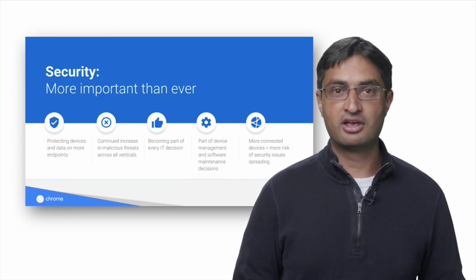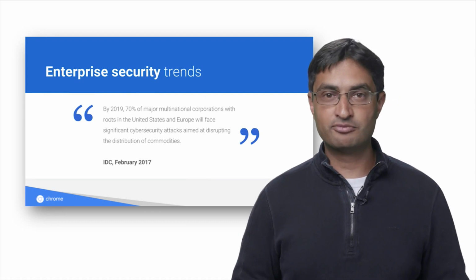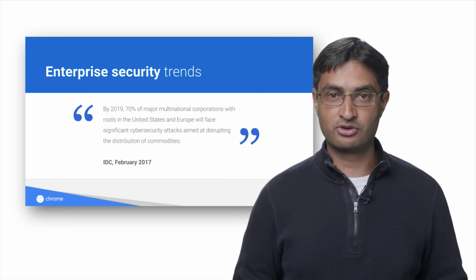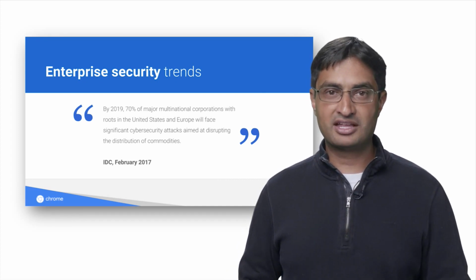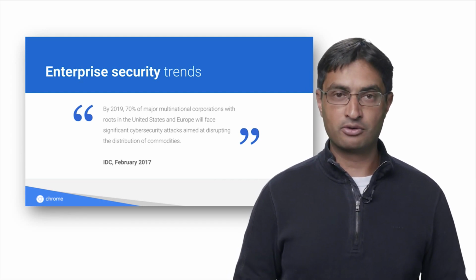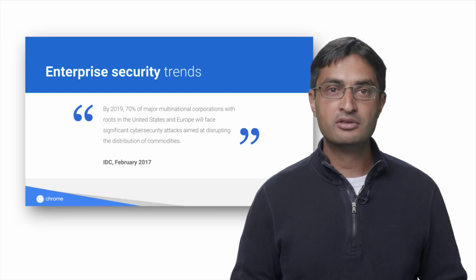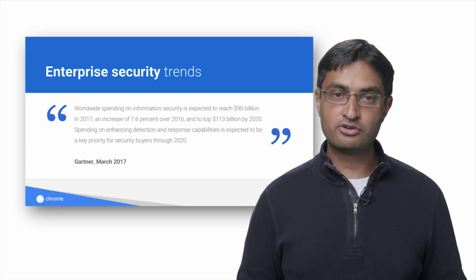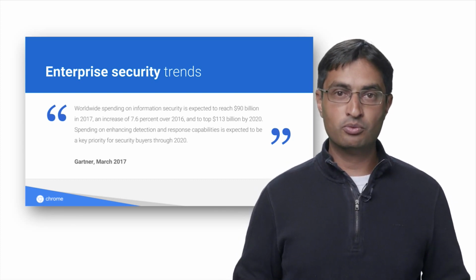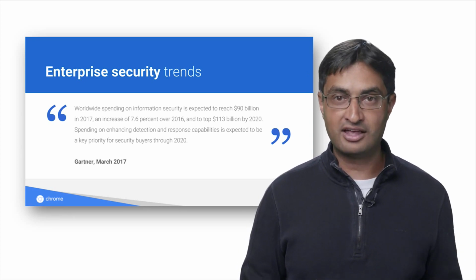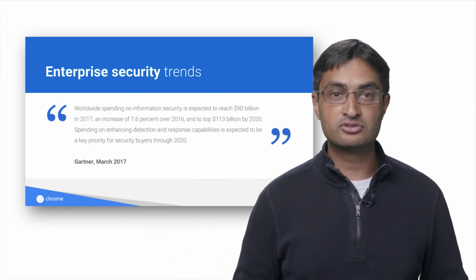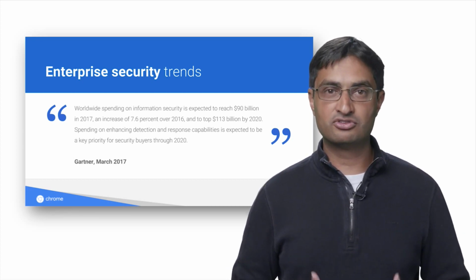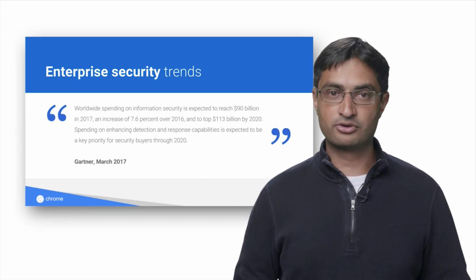So here are a couple of stats for you. By 2019, 70% of major multinational corporations with roots in the US and Europe will face significant cybersecurity attacks. If you think about that, almost every business out there will be facing this at some point or another. Looking at the next area, the amount of spending you'll need to think about for security will increase quite a bit as well. We'll see an increase of 7.6% over last year, and it's expected to top $113 billion by 2020. This is the kind of technology you need to think about as you think about security.